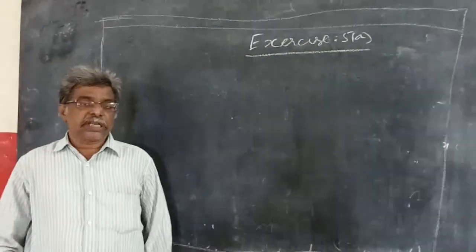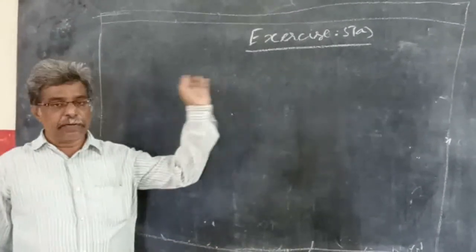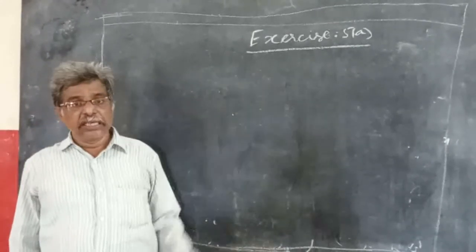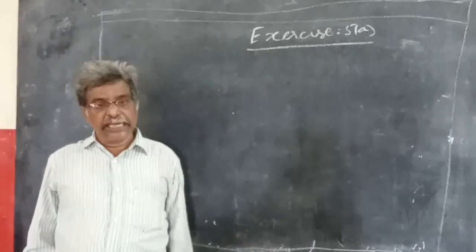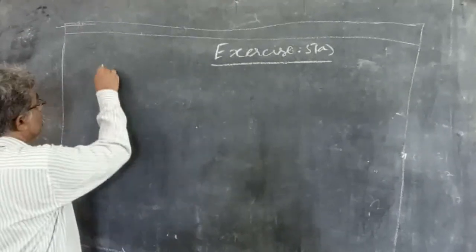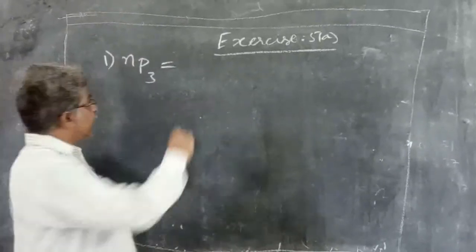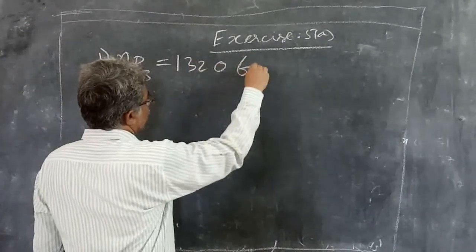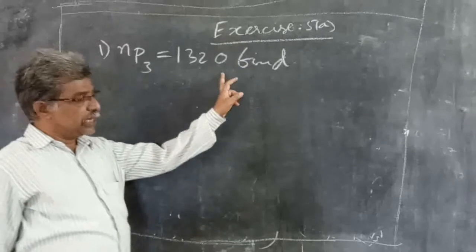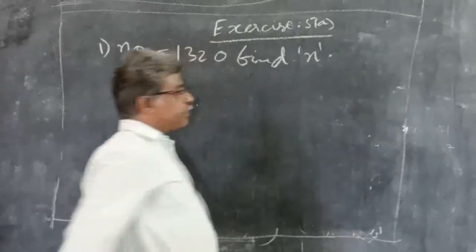Now we will discuss some sums on this linear permutation, straight line permutation. Just now we discussed linear permutation, LPR. So based on this we will do some sums from the exercise. First sum: NP3 equal to 1320, find N. Very simple if you know the basic concept.